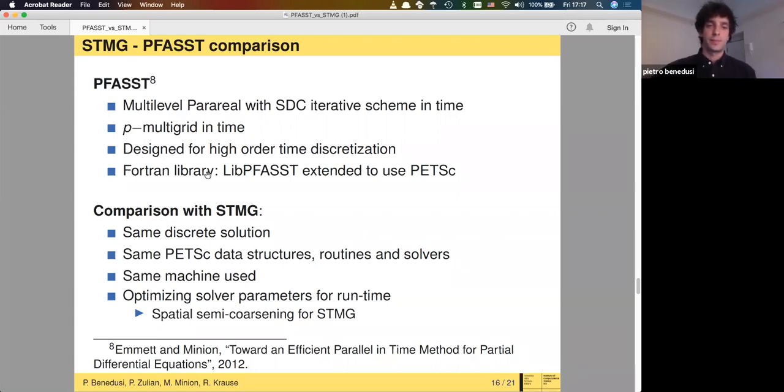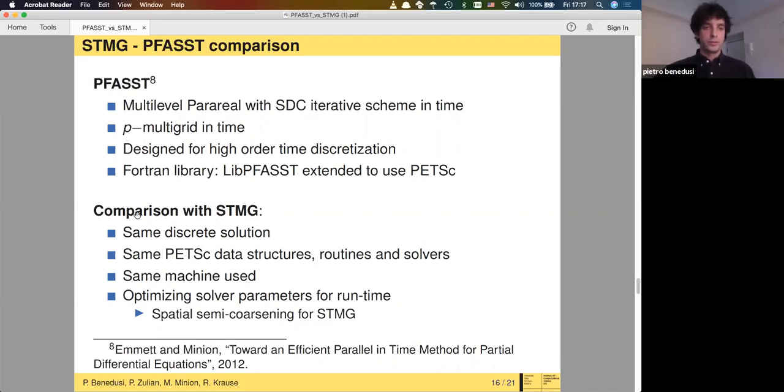And all my experiments use the Fortran library, libpfasst, that I extended to use Betsy, so that I can make, let's say, a fair comparison, because I use Betsy for both the space-time multigrid and PFASST for the data structures and the many routines.